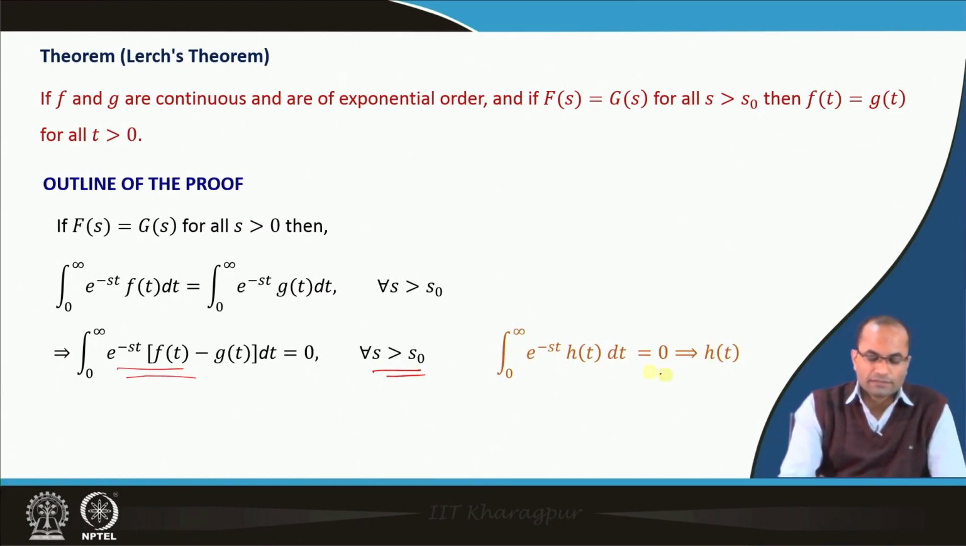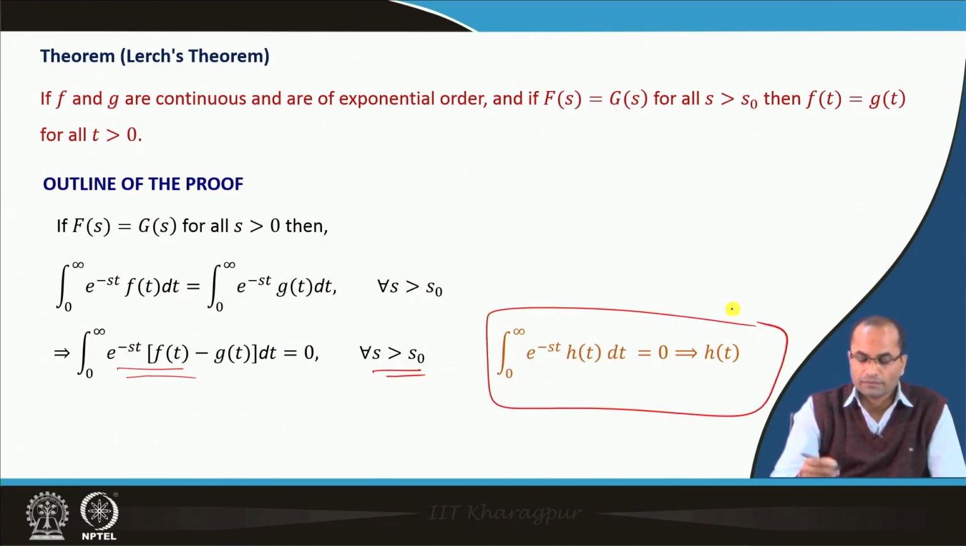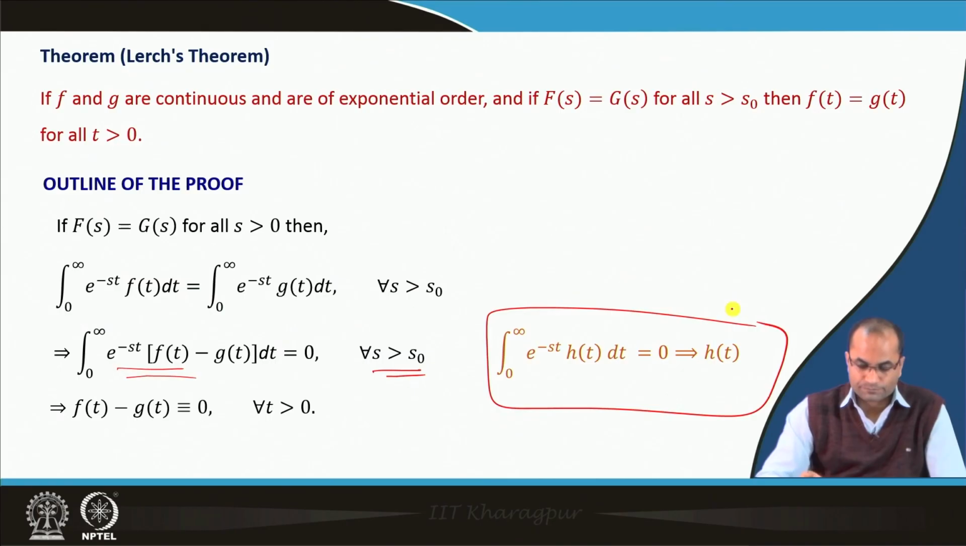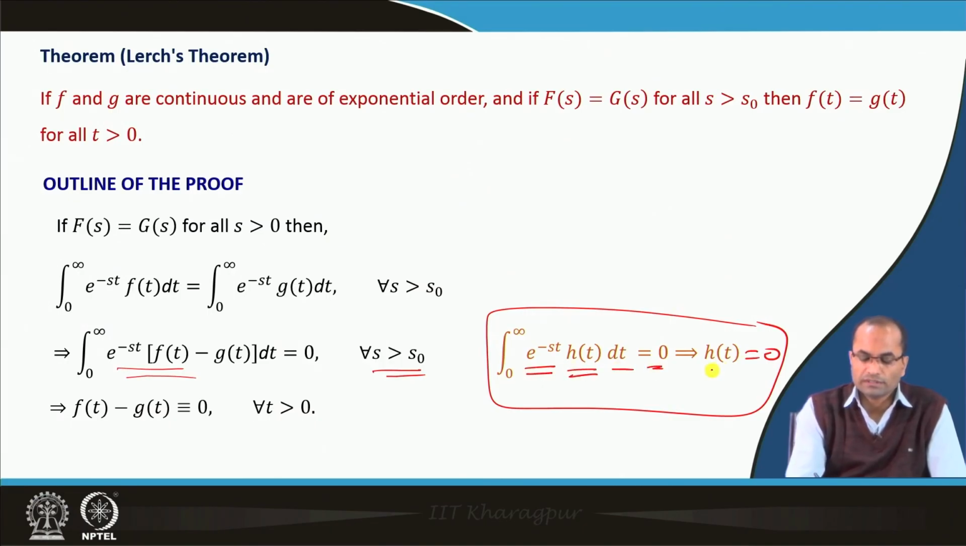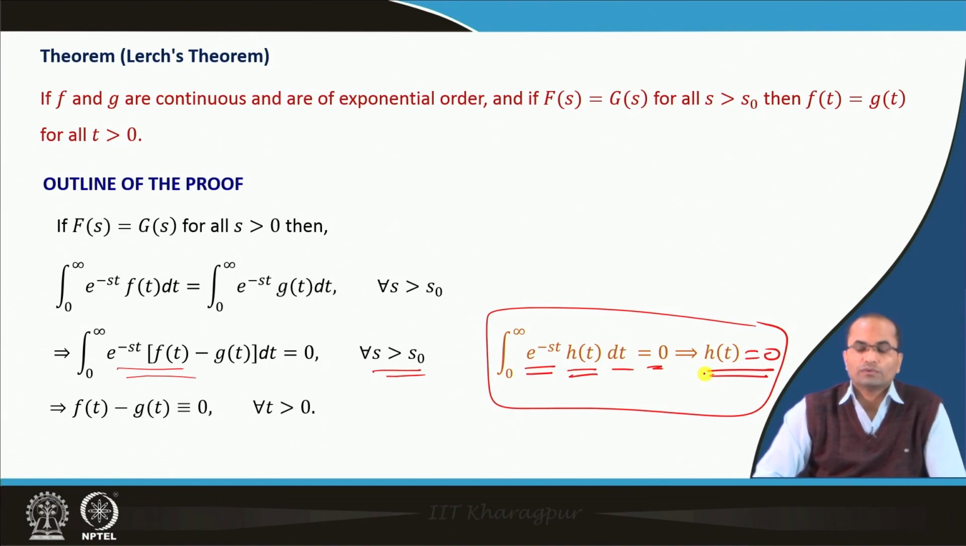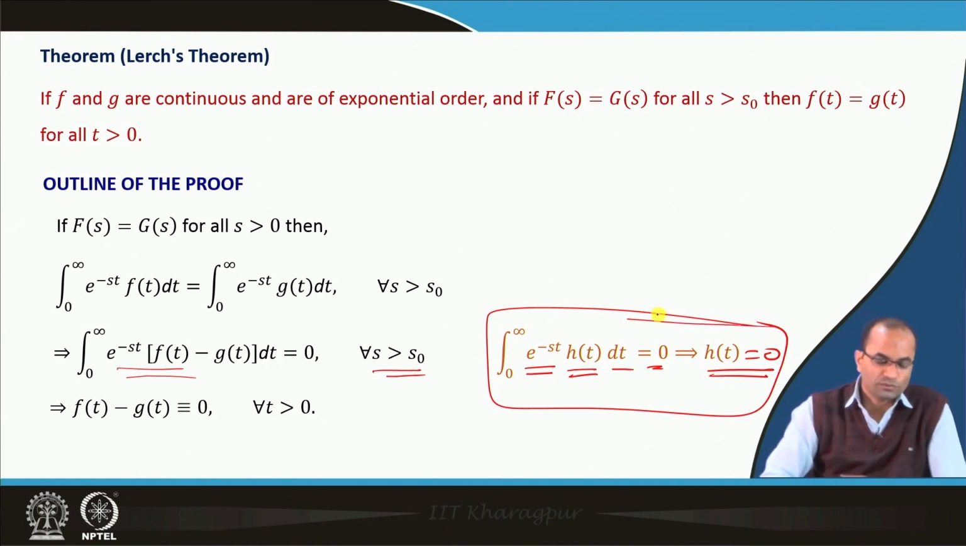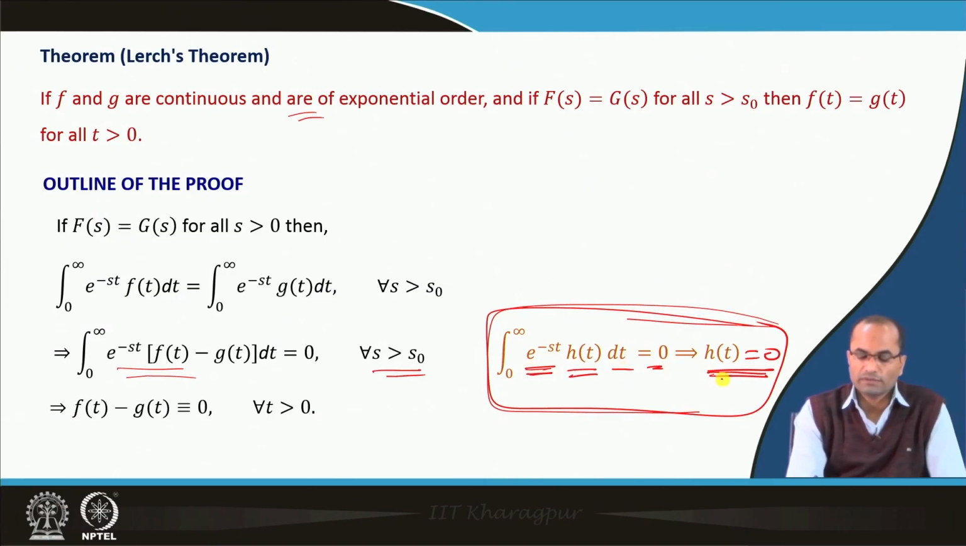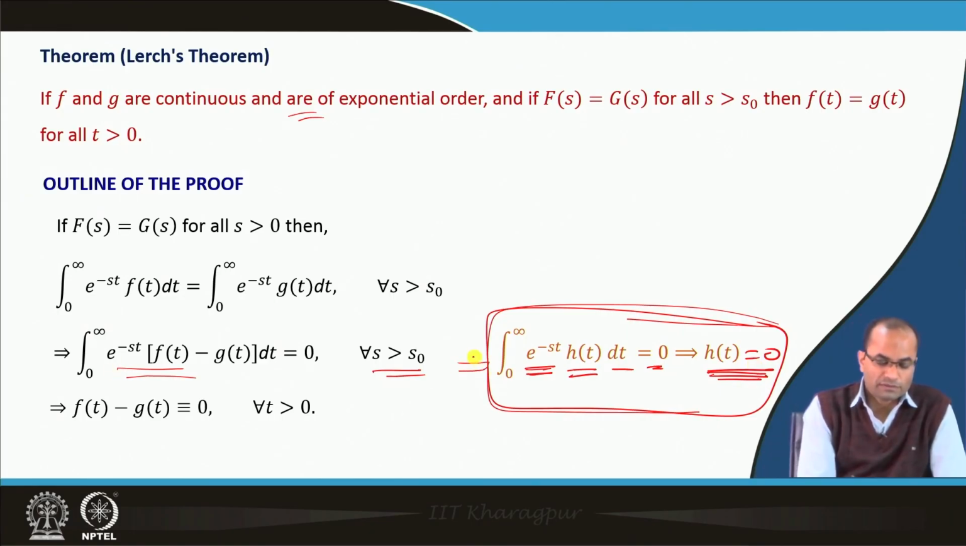Now we have a nice result which we will prove in the next slide, which says that if the integral from 0 to infinity of e to the power minus s t h(t) dt is equal to 0, this implies that h(t) is equal to 0. But we need to prove this result. Let us first use this result and prove this Lerch theorem. Later on we will show that indeed this is the case.